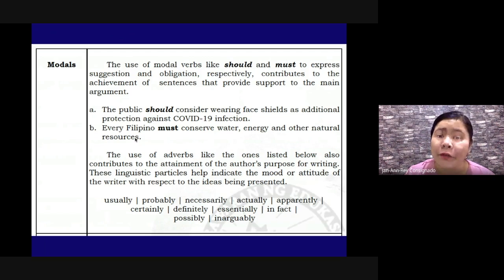The use of adverbs, like the ones listed below, also contributes to the attainment of the author's purpose for writing. These linguistic particles help indicate the mood or attitude of the writer with respect to the ideas being presented. We have usually, probably, necessarily, actually, apparently, certainly, definitely, essentially, in fact, possibly, inarguably. So these are adverbs.